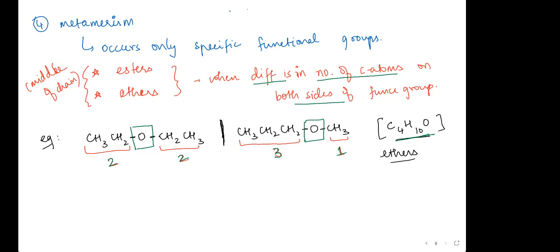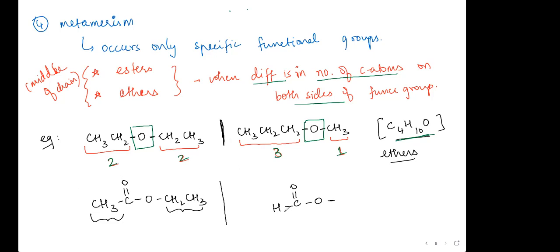Okay. So I'll give another example relating to ester. Same thing. Let's say you have CH3C double bond O, CH2, CH3. Again, you just have to change how many carbon atoms are on this side and how many are on this side. That's the only difference that happens in metamerism. So the C double bond O part will remain the same.